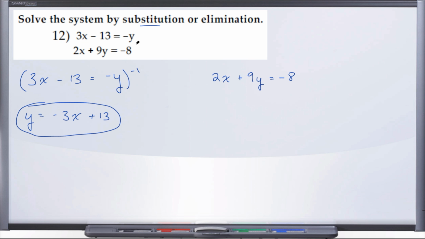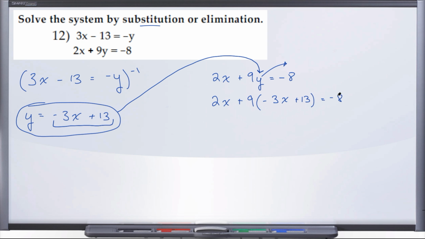And since we're using substitution, we're going to take this value of y and plug it into equation 2 wherever we see a y, because we're now saying this is what the value of y is. So let's rewrite equation number 2, except we're going to take out the y and plug in the value of y. So 2x plus 9, now taking out y, plugging in the value of y, so negative 3x plus 13 equals negative 8.